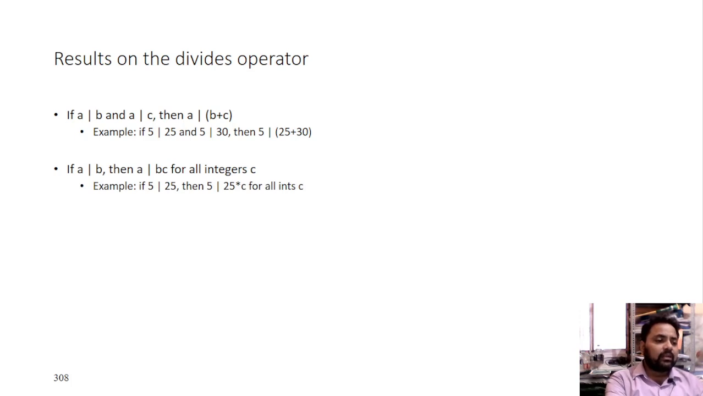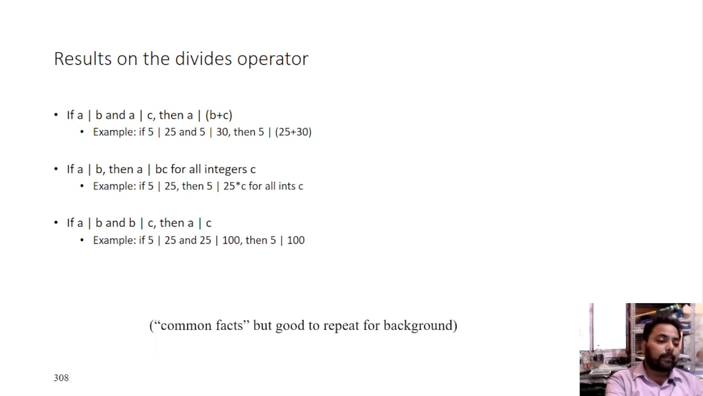Here is an example: 25 is divisible by 5, but if we multiply any integer by 25, then that will also be divisible by 5. If a divides b and b divides c, then a divides c. This is also an important result. For example, if 5 divides 25 and 25 divides 100, then 5 will definitely divide 100.